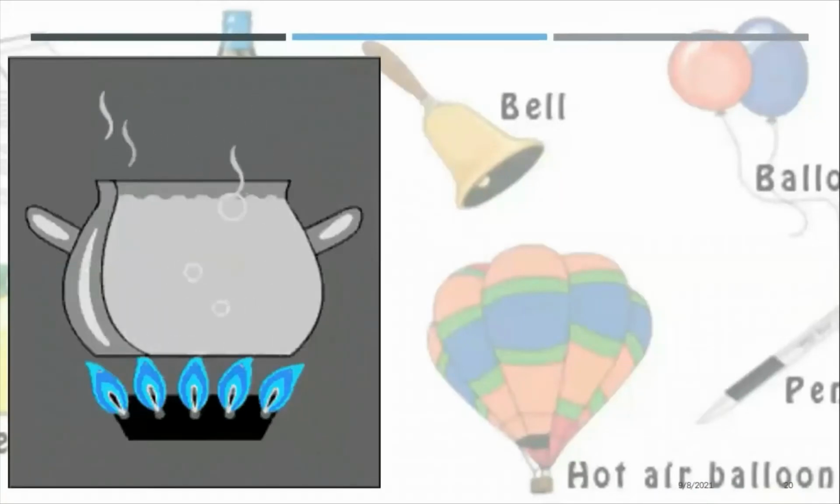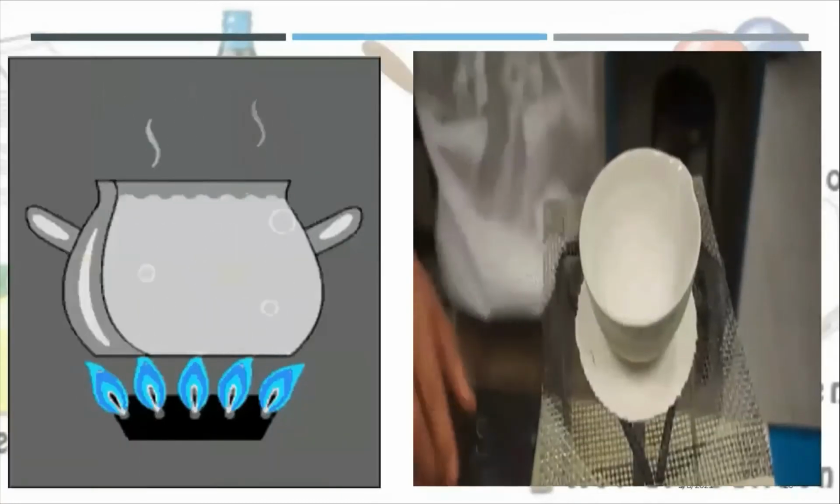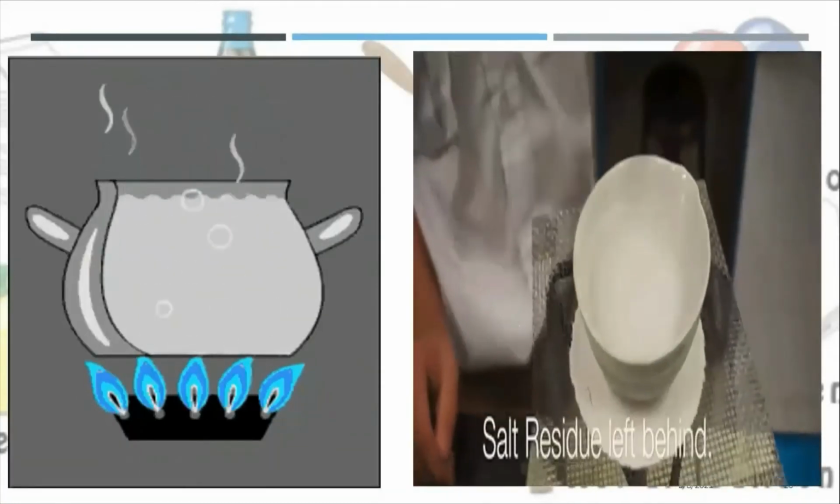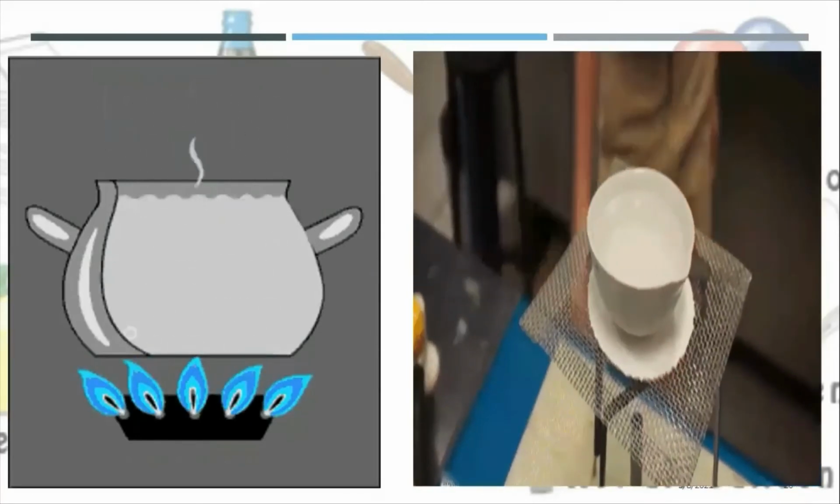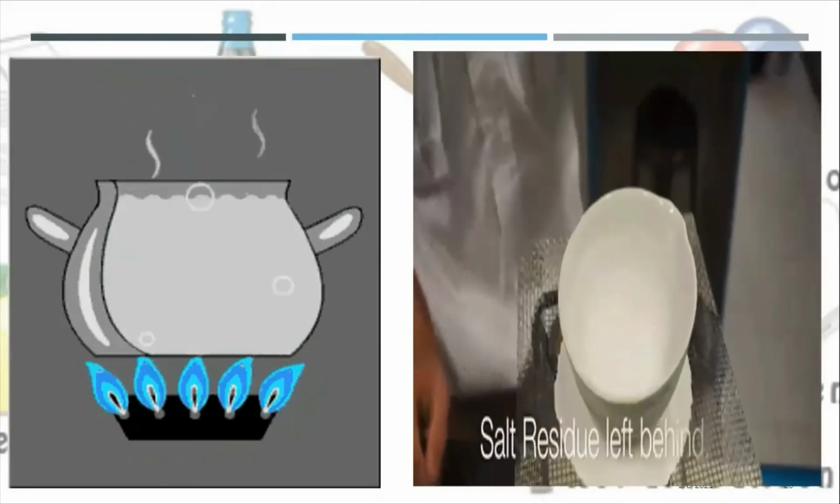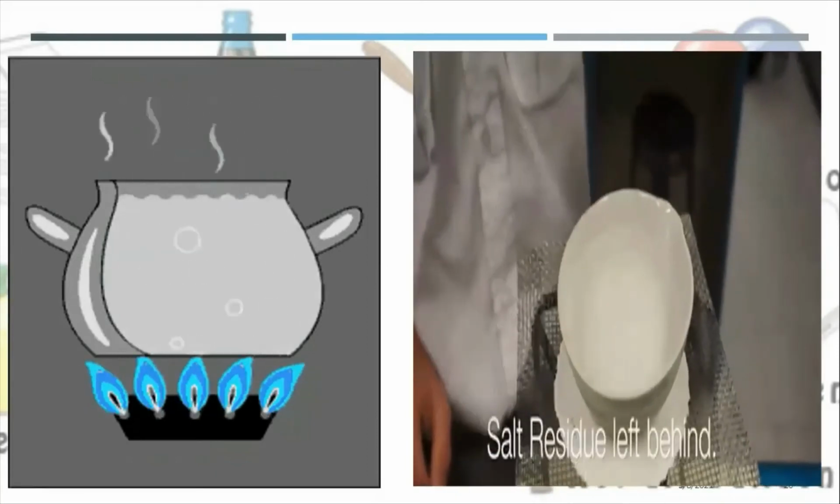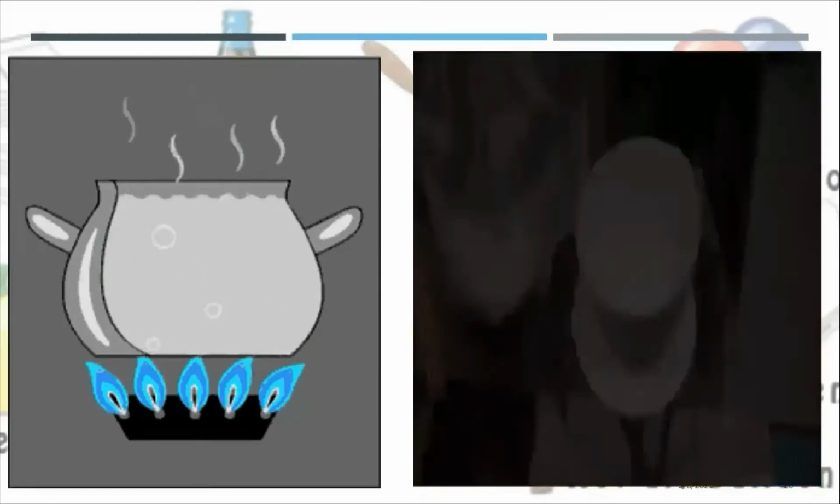What is boiling? Boiling is the process where you are heating a soluble substance like salt in water, and you heat it till the salt residue is left behind, because the water will evaporate completely since it is heated, leaving behind the salt in the container. This process is called boiling.